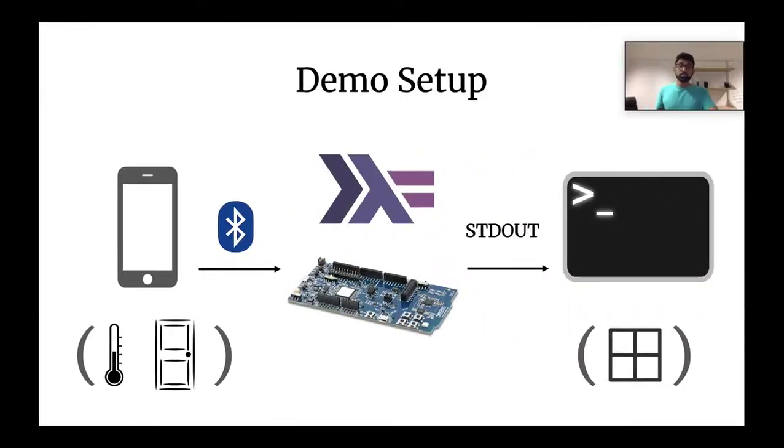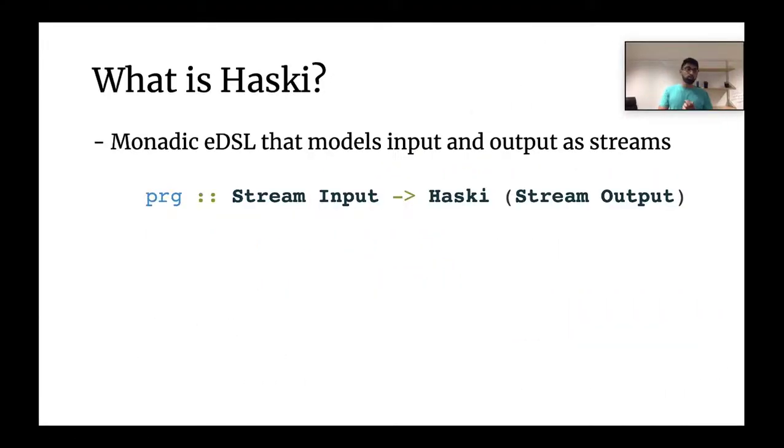Okay, great. So the app which we just saw was written using Haski, an eDSL that we're going to be talking about today. And Haski is essentially a monadic eDSL. In Haski, you program these reactive apps as Haskell functions, which accept inputs as streams and produce an output also as a stream.